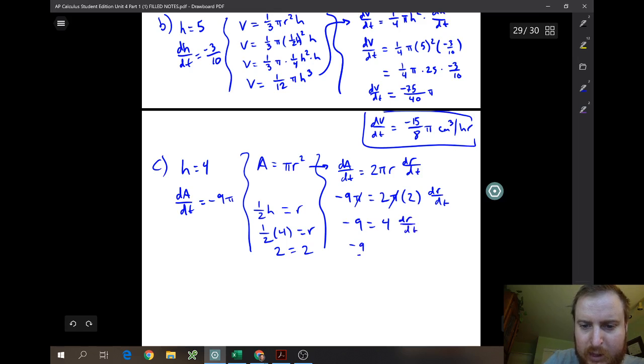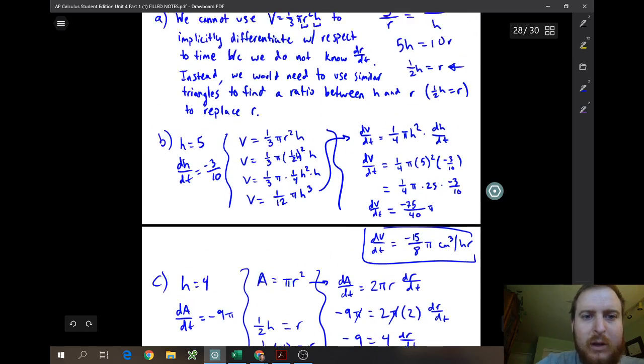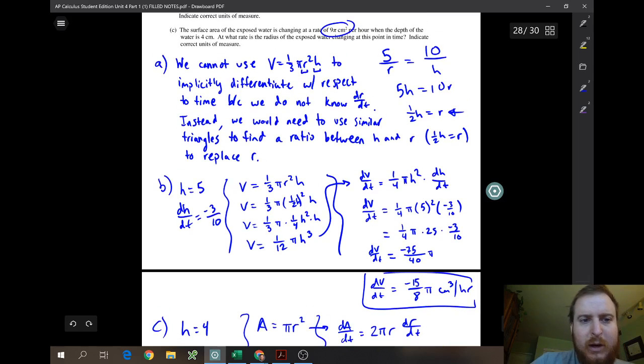And then we have negative 9/4. We need our units. So our units are going to be centimeters per hour equals dr dt. So kind of the points breakdown on this one, I forgot to start at the beginning. The first one was worth 2 points.